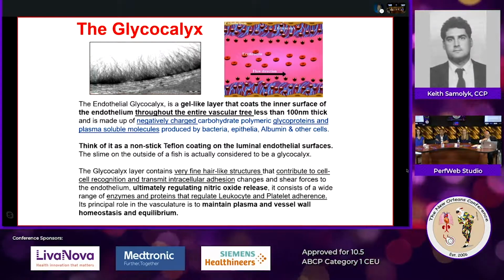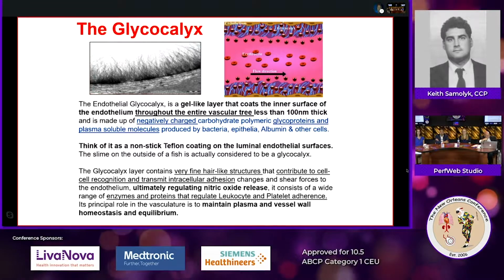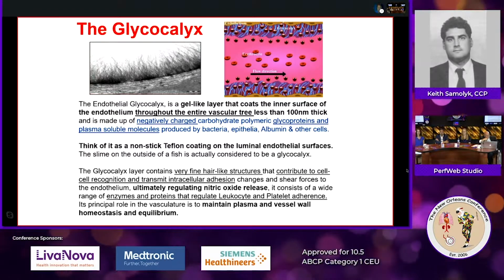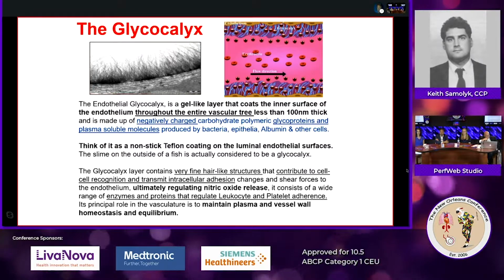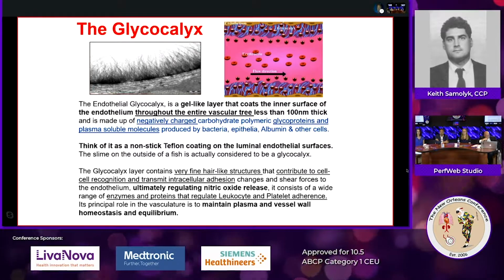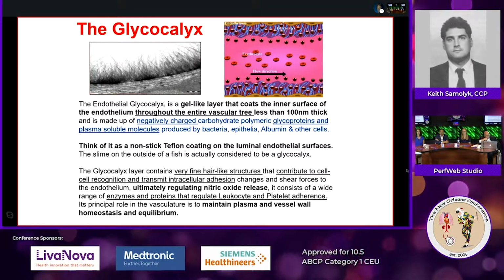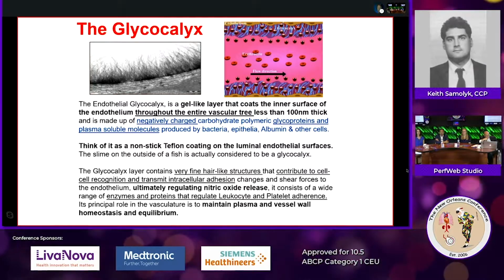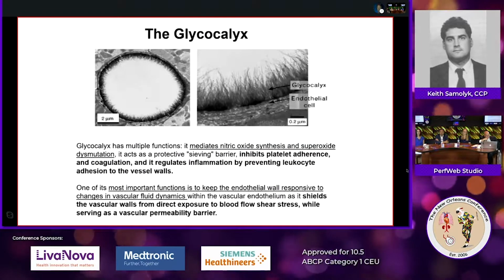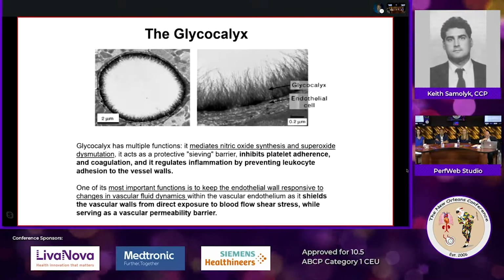So again, it's very fine hair-like structures that ultimately regulate nitric oxide release, and it helps to protect and regulate from leukocytes and platelet adherence. So it helps with the vessel wall for homeostasis and equilibrium. So here's a couple more pictures that I'm going to show you about the glycocalyx.